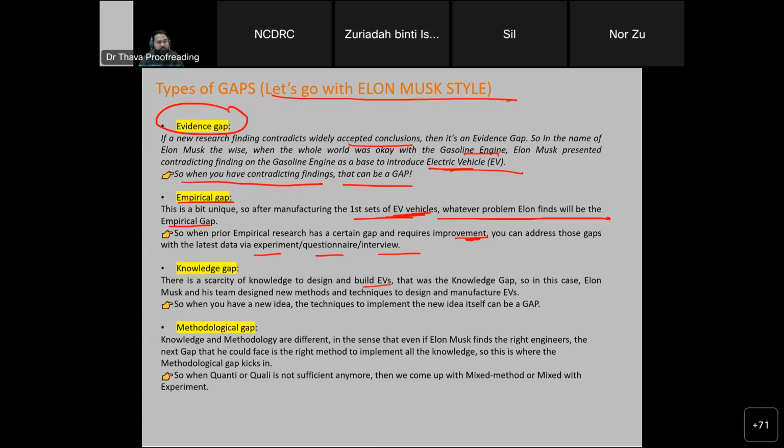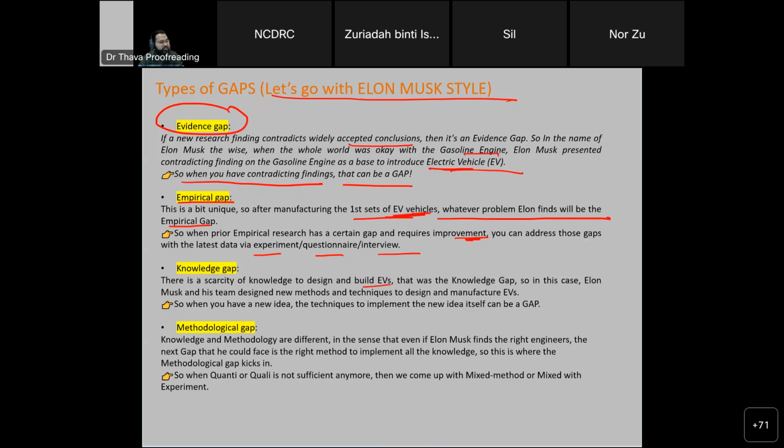Because it's very new, right? EV is very new. Same like online teaching when COVID came. A lot of teachers don't know how to do it because it's not their mistake. It's very new. Even I didn't know how to do it. I had to learn through hard ways. So that is called knowledge gap. That was the knowledge gap.